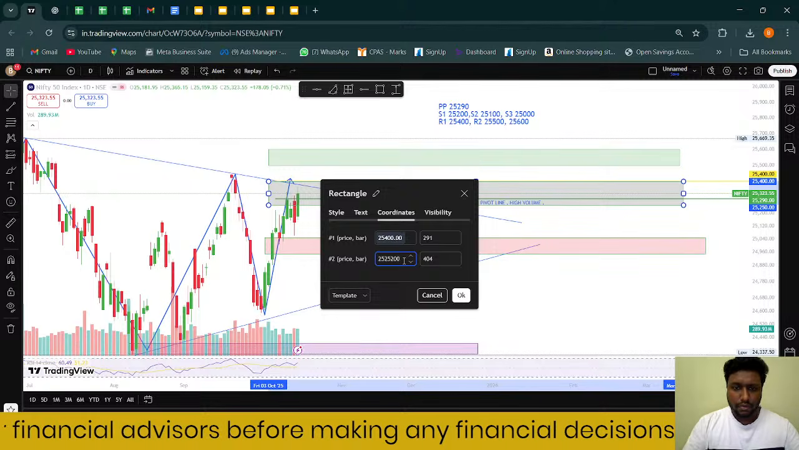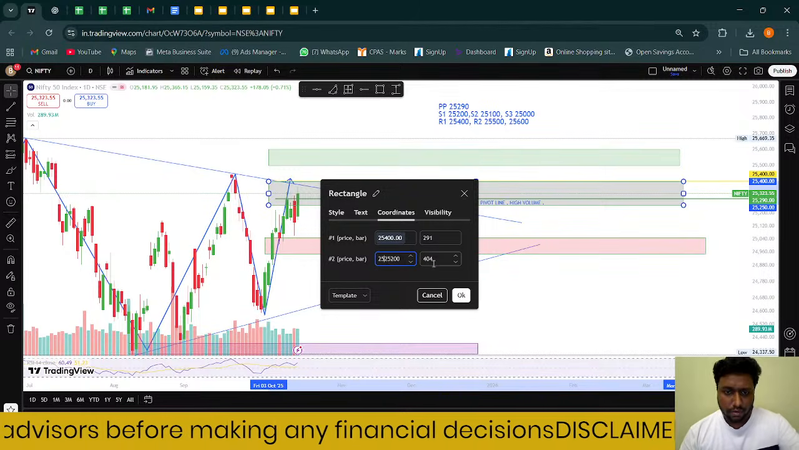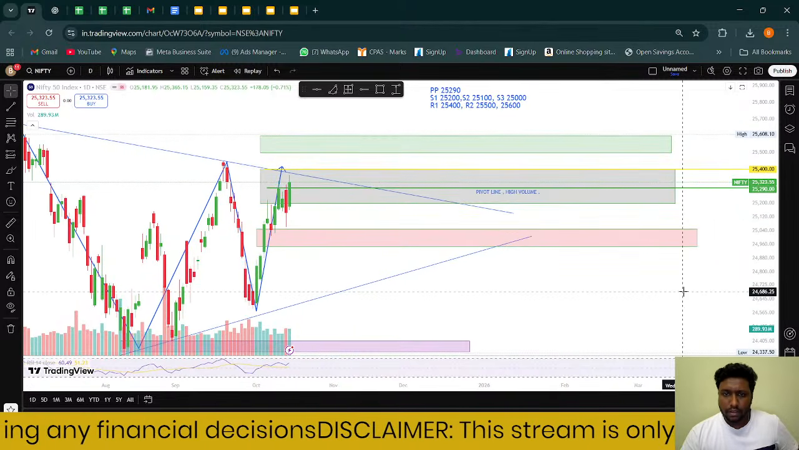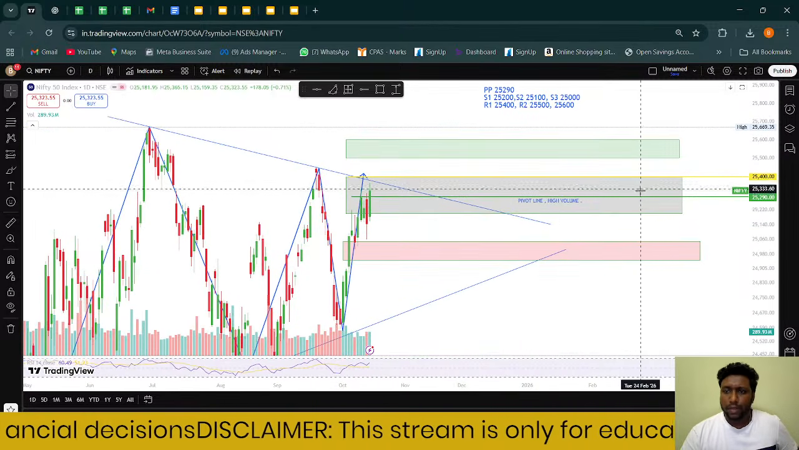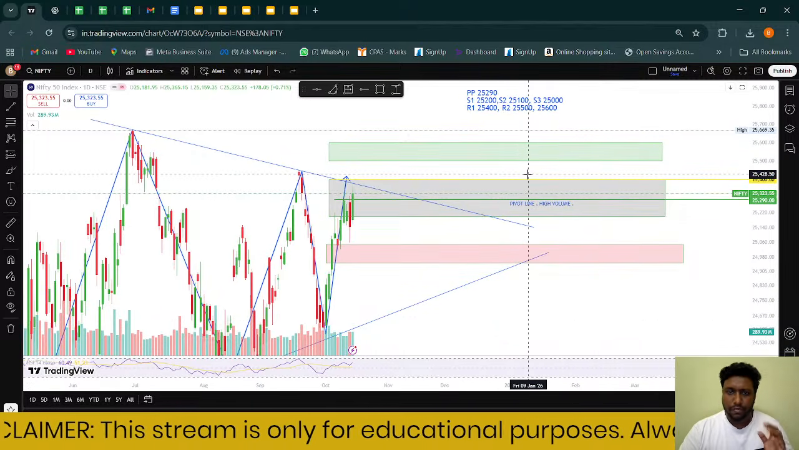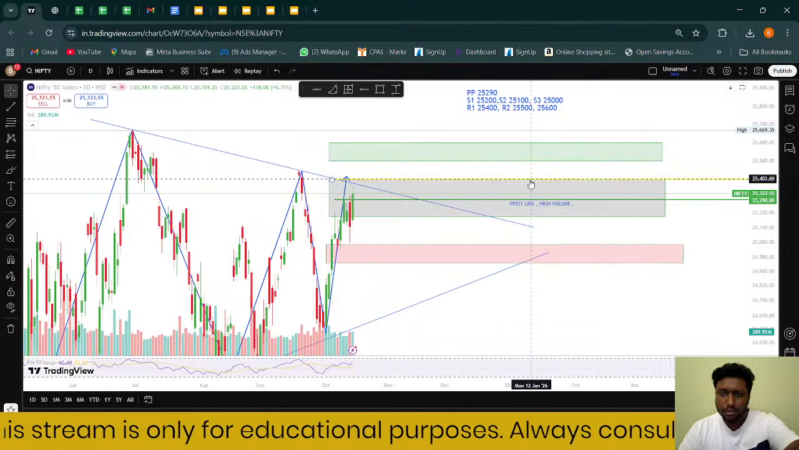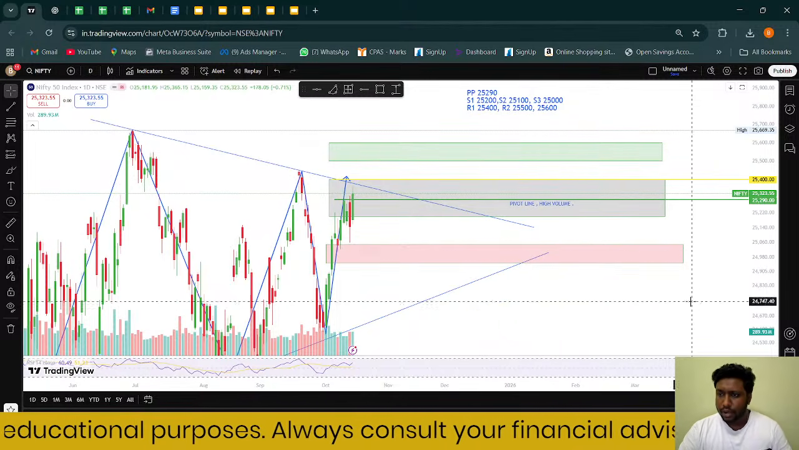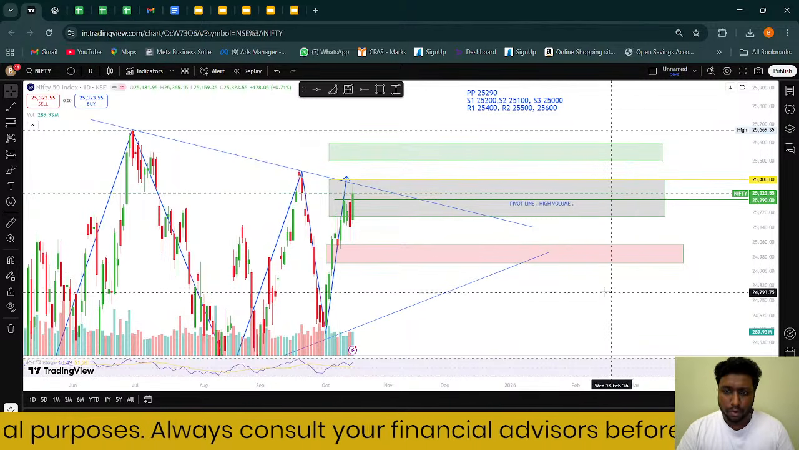25,200 is the S1. This level I consider to be the consolidated level. So range bound, if Nifty is staying in a range bound way today, it will be between 25,400, which is R1, and 25,200, which is our support one.